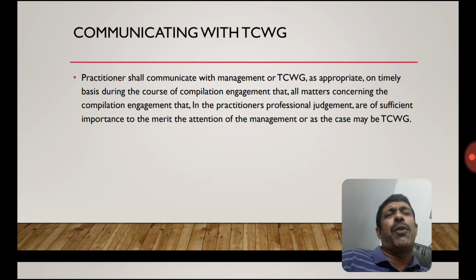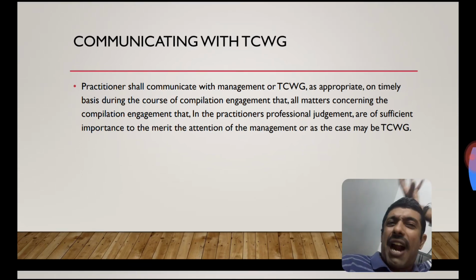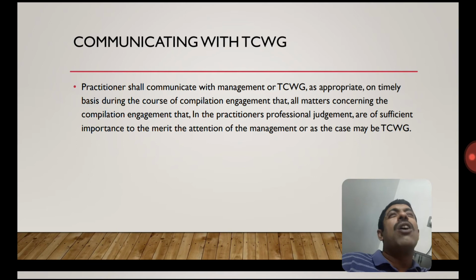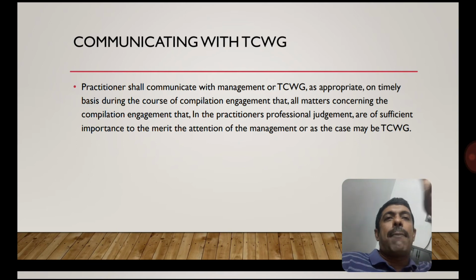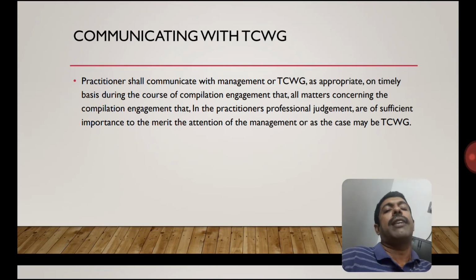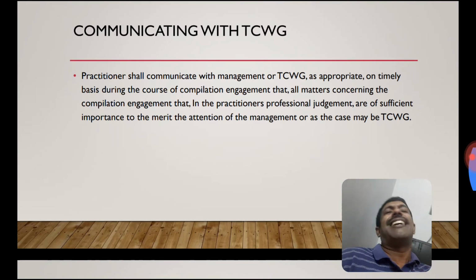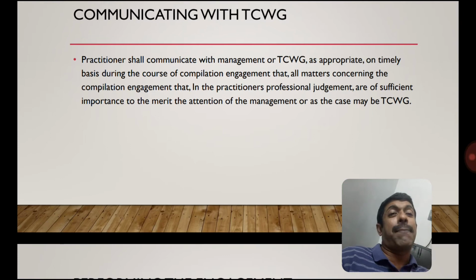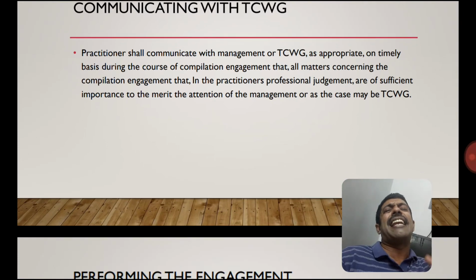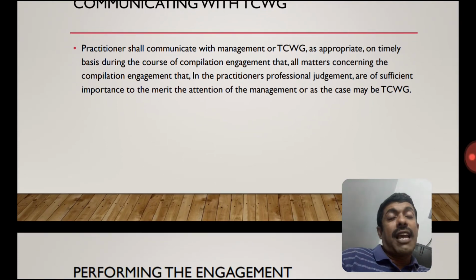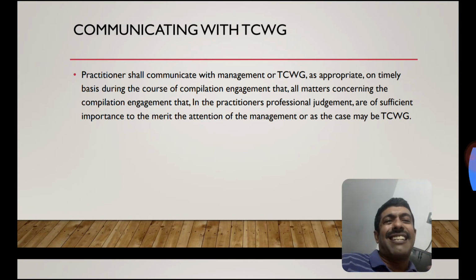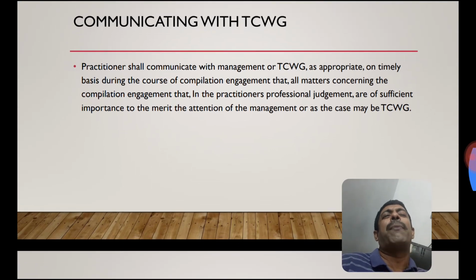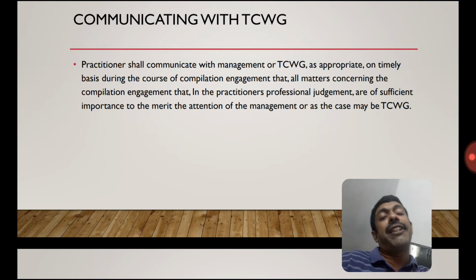Why is that communication required? If there are any misstatements in the financial reporting framework, the auditor has to understand the financial reporting framework and identify them, because he has to ensure the quality of the compilation work. So it is essential to understand if there are any misstatements in the financial reporting framework or any inappropriate accounting policy. If there are, that communication is required to be made with the appropriate level of management and those charged with governance.